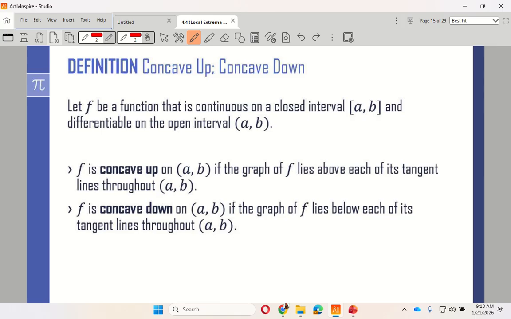Let f be a function that is continuous on a closed interval and differentiable on the open interval. No derivatives at the endpoints. That's important. F is concave up on a to b if the graph of f lies above each of its tangent lines through a to b. F is concave down on a to b if the graph of f lies below each of its tangent lines through a to b.